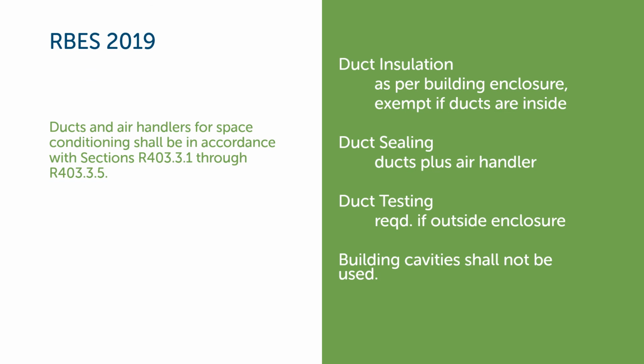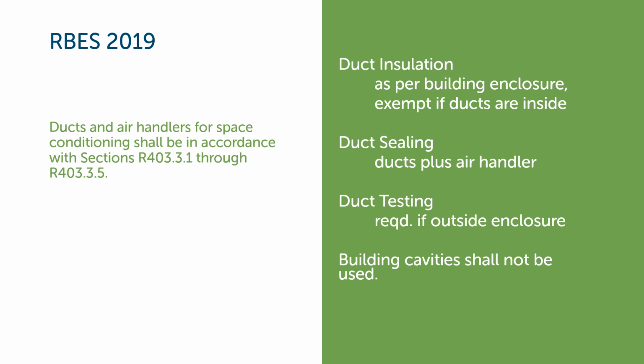So many of you know the residential building energy standards are getting an update for 2019. Well, I should say 2020 because that's where we are now. Goes into effect September 1, 2020. And they have some rules about ducts. So ducts and air handlers for space conditioning shall be in accordance with sections 403.3.1 to 403.3.5. So get familiar with those sections.